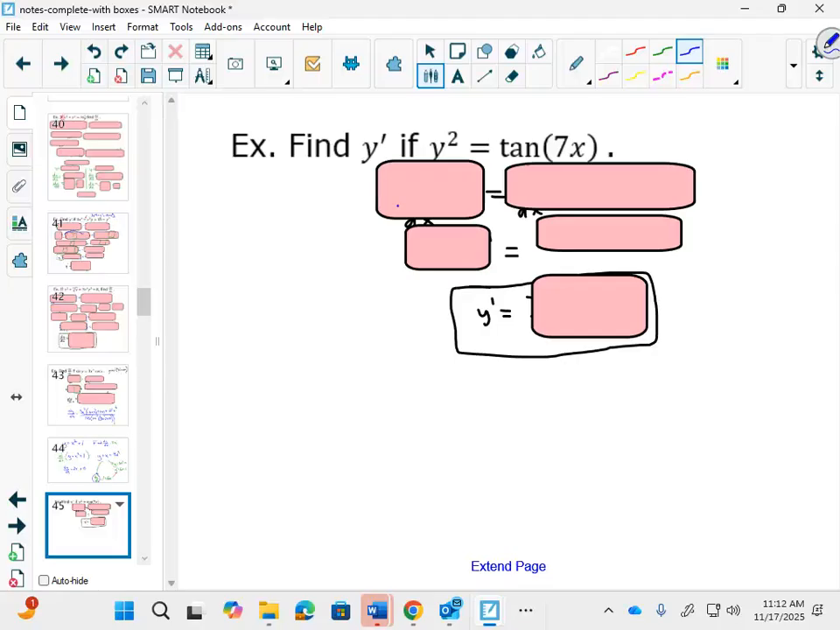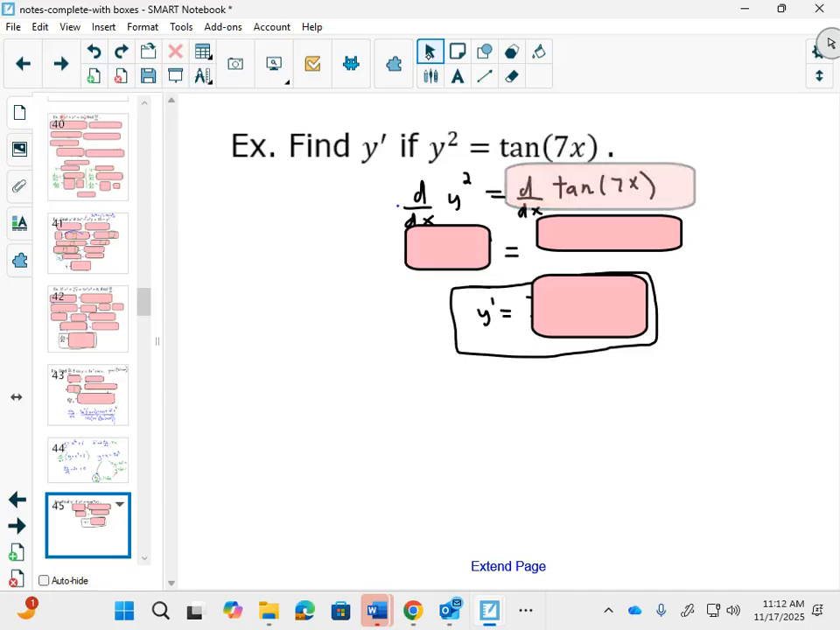So we take the derivative with respect to x of the left side, and we take the derivative with respect to x of the right side. The right side is the easy one, because what's the derivative of tan?